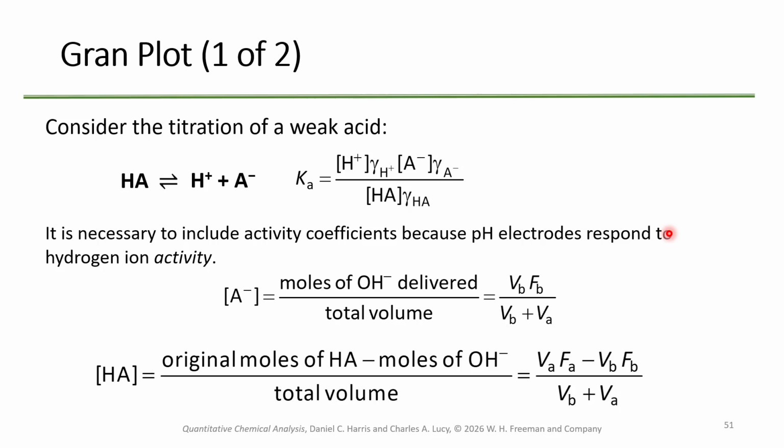Now, the A minus concentration is going to be the moles of OH minus delivered divided by your total volume. Notice this is going to be VB times the formal concentration of B over VB plus the VA. Your HA concentration is going to be the volume of the A times the formal concentration of A minus the volume of B times the formal concentration of B, the base, divided by the volume of base plus the volume of acid. Notice that's just combining all the terms so you can do a concentration and then do the dilution all in one go. Okay.